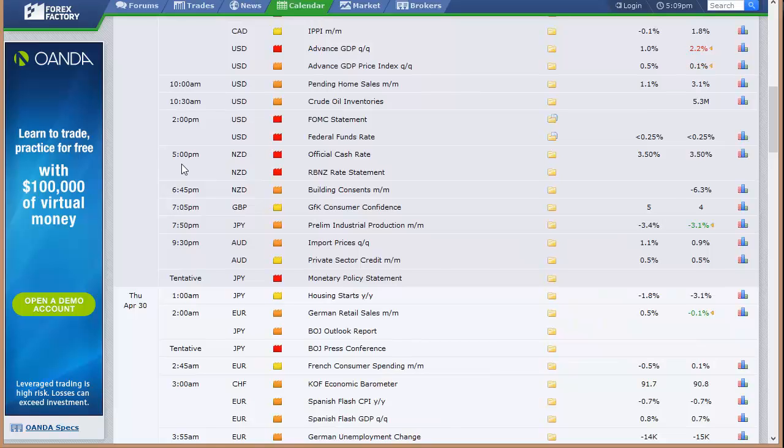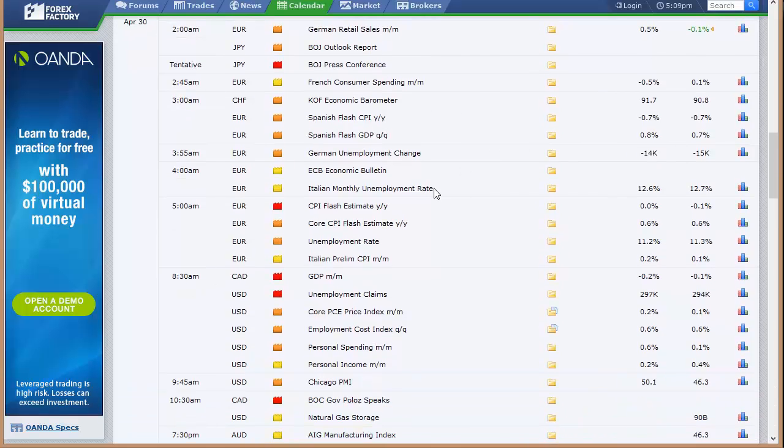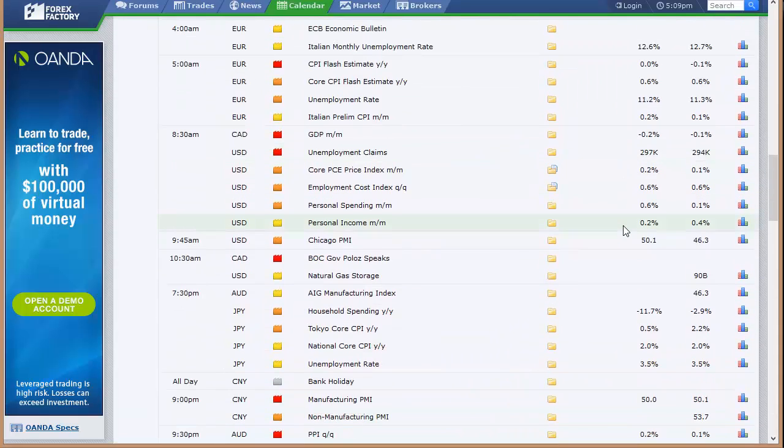Then you've got the Reserve Bank of New Zealand with essentially their Fed equivalent rate announcement. Building consents out of New Zealand, consumer confidence out of the UK, preliminary industrial production out of Japan, import prices out of Australia, monetary policy statement out of the Bank of Japan, so another one just like the Fed here in the Australian equivalent. Got the Japanese number. Housing starts, German retail sales, Bank of Japan's press conference from the announcement, French consumer spending, Spanish flash CPI, Spanish flash GDP, German unemployment change, ECB economic bulletin out of Europe, Italian monthly unemployment rate, CPI flash estimate out of Europe, the unemployment rate out of Europe.